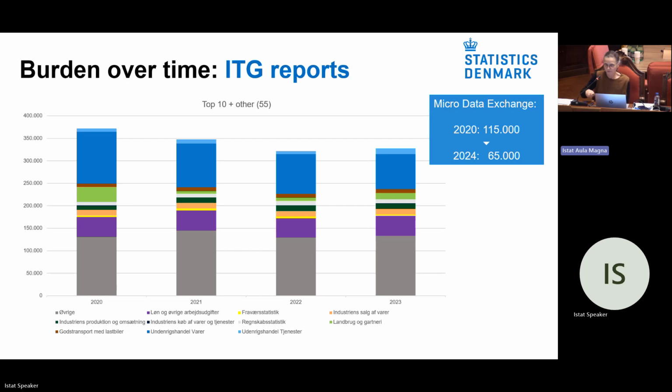Regarding the overall picture of the burden, we have implemented microdata exchange, and we're going to hear more about that later in this session. That has enabled us to reduce the number of reports for ITG by about 40%. So not as many reports as we had, but still many reports. The ITG ones would be the dark blue ones over time.